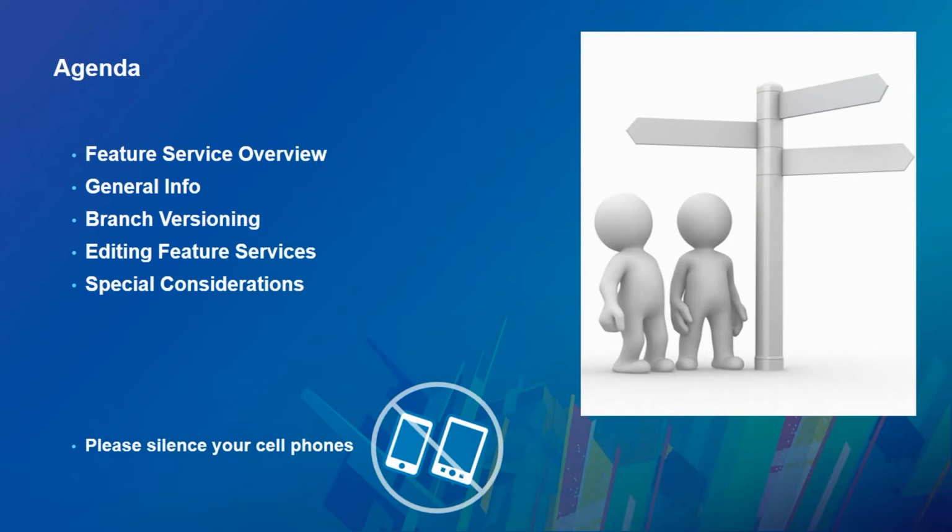Here's our agenda for today. We're going to start with a feature service overview. We're going to get into just some general info about feature services. We're going to talk about branch versioning, editing feature services, and then we're going to follow up with some special considerations.